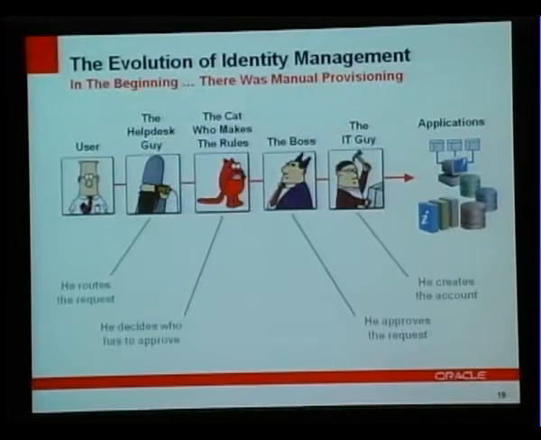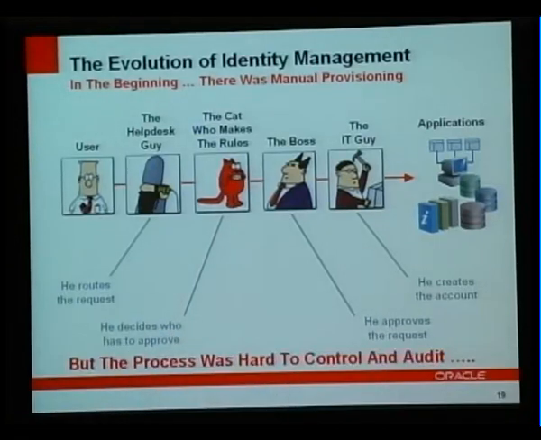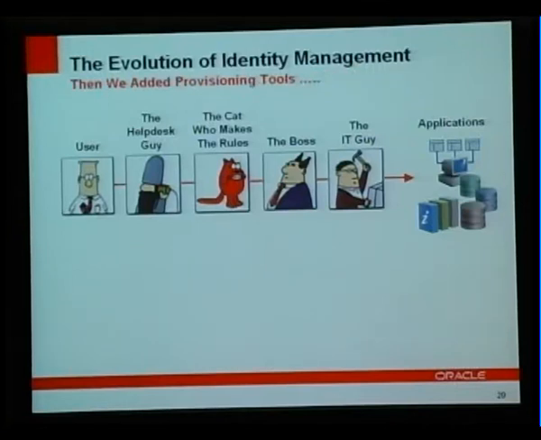So we see that there is a complex approval chain. Most often than not, it is not complex, and you just have one person. So obviously, that can be disastrous. So the process was hard to control and audit. Obviously, a lot of people found difficulties in this. There was a response in the industry, and he talked a lot about SOX and what that was and whatnot. So there was a need, and we added provisioning tools.